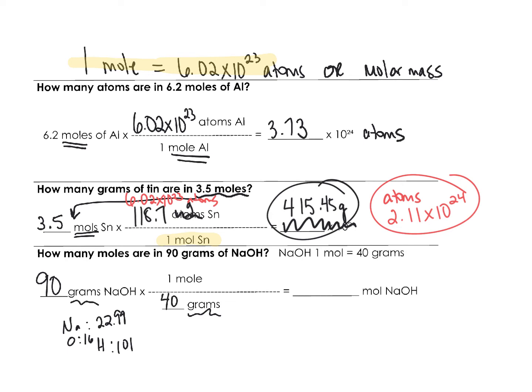So now, again, remember, you multiply across the top, and then you multiply across the bottom, so we end up with 90 over 40. A lot of people got the math on this wrong. So 90 grams is what we start with. 1 mole is 40 grams, which means if we have 90 grams, we have 2.25 moles of it.